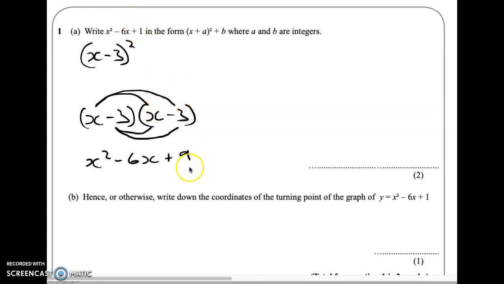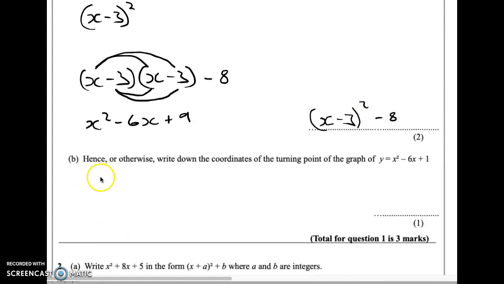So what we want to do is, to get 1, we take away 8. And that gives us positive 1, right? You see? So this is this, which is this. So we take away 8 from this, and it gives us the desired amount. So the answer is (x minus 3) squared minus 8.